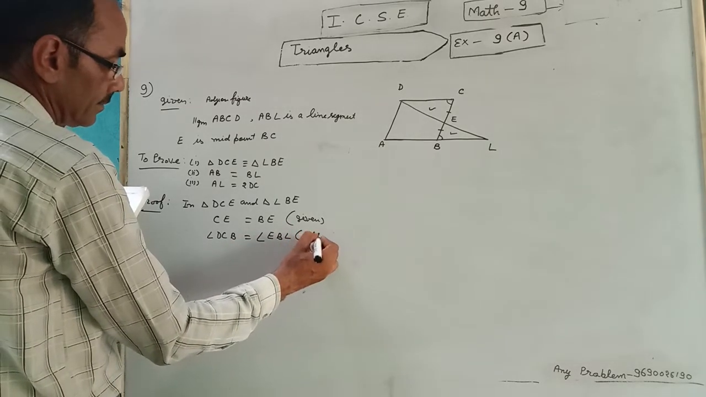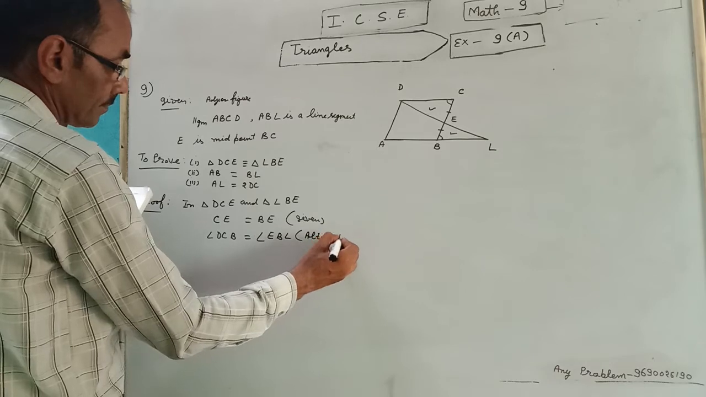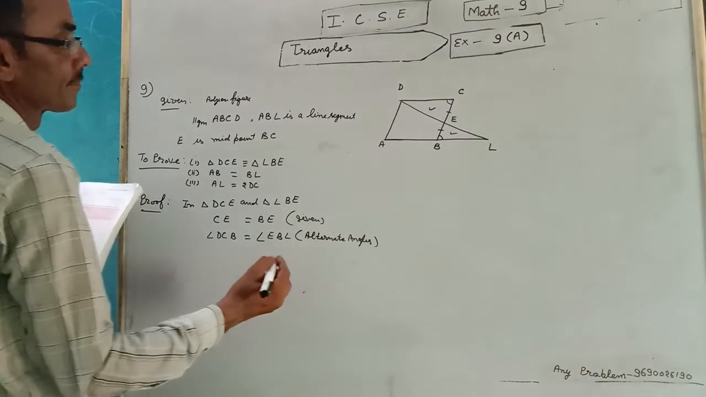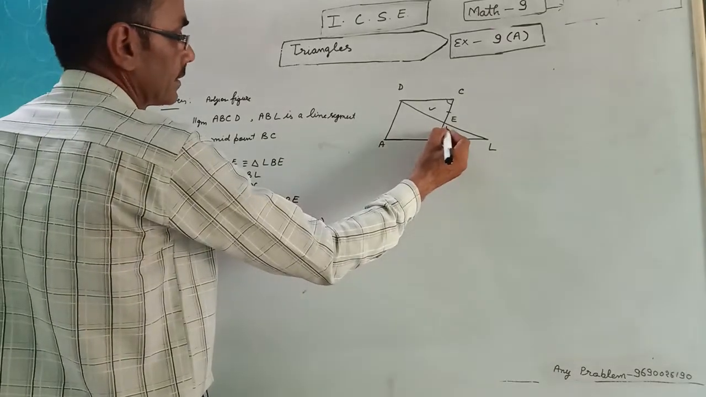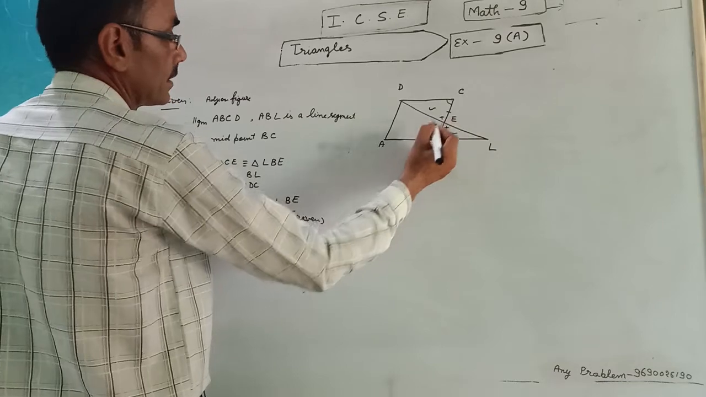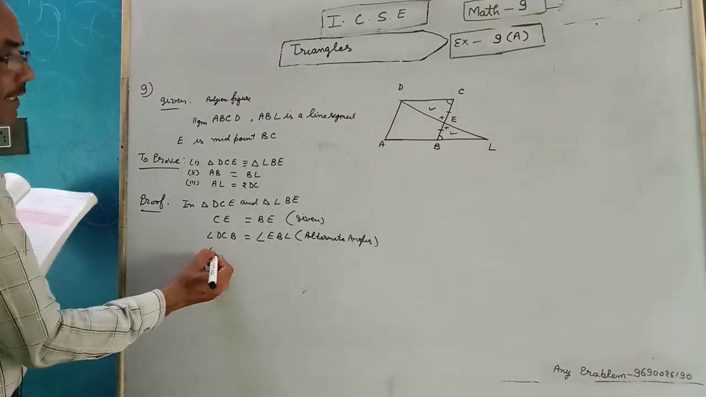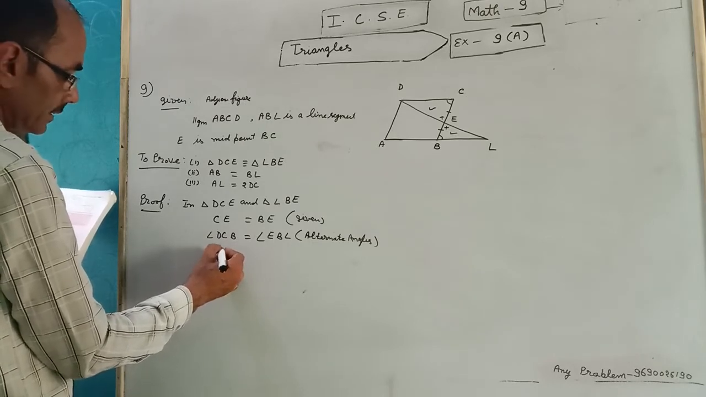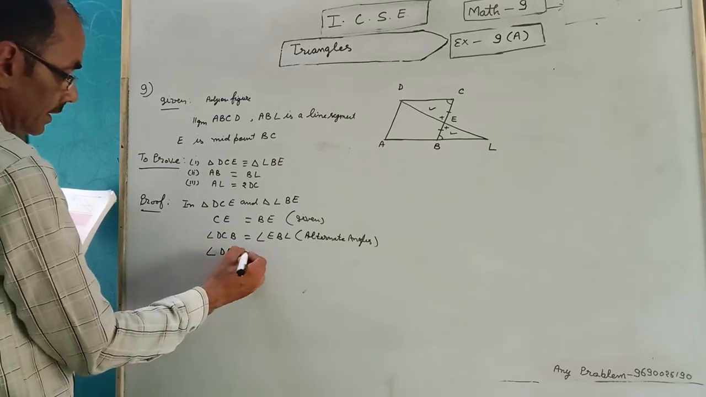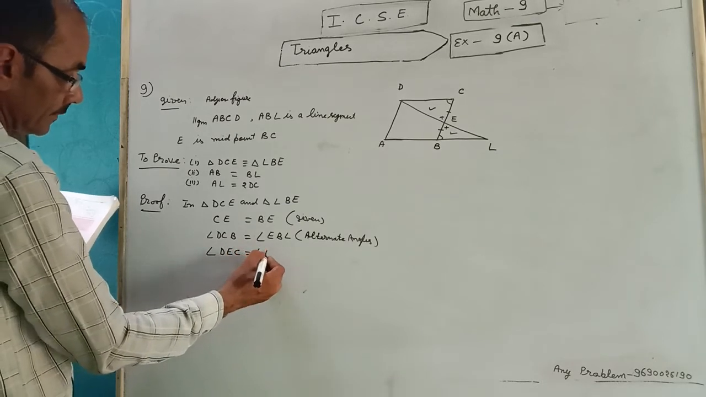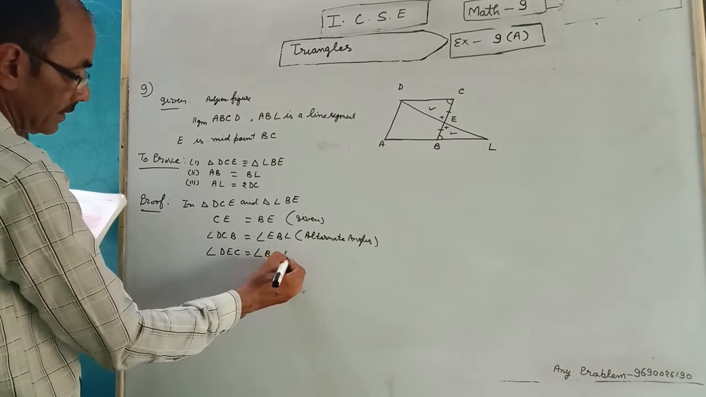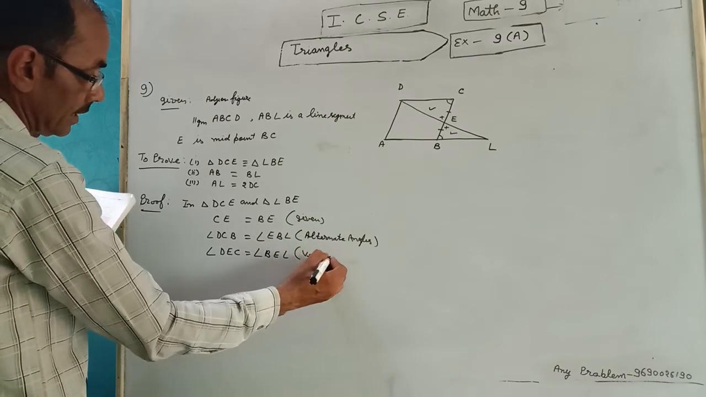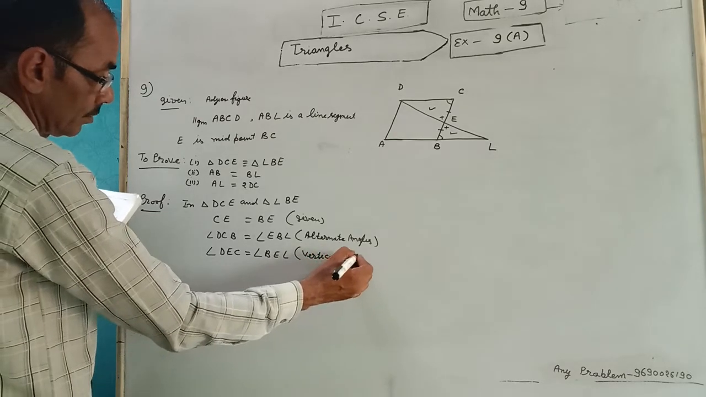Alternate angles. And angle DEC equal to angle BEL, that is vertically opposite angles.